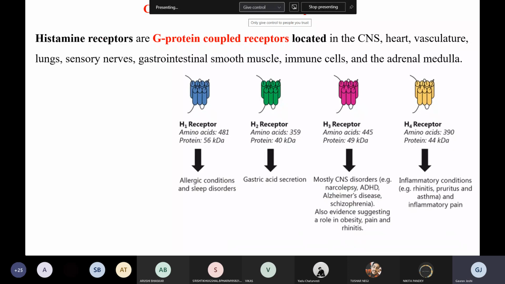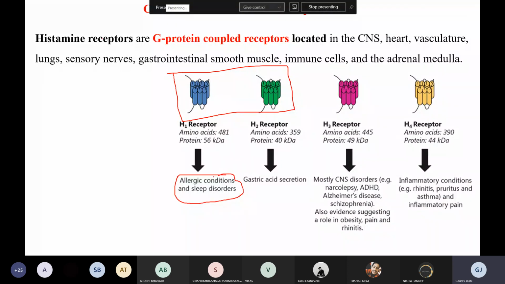So we have 4 types of histamine receptor, as I told earlier also, right? What is in your syllabus? In your medicinal chemistry syllabus, we have only 2 of these receptors, right? The important thing is you do not need to remember all this. What is important is the H1 receptor. H1 receptors are associated with allergic conditions and sleep disorder, right? So this is one of the important things.